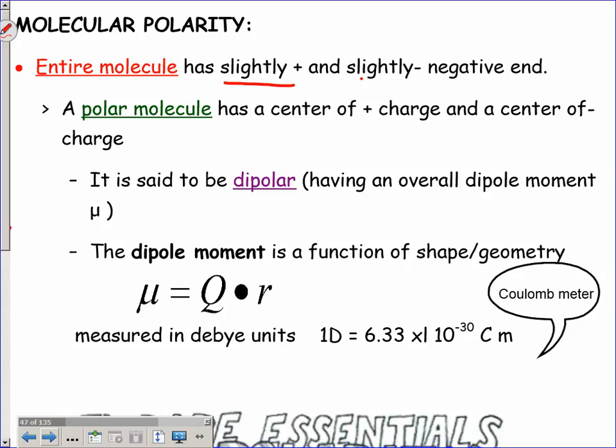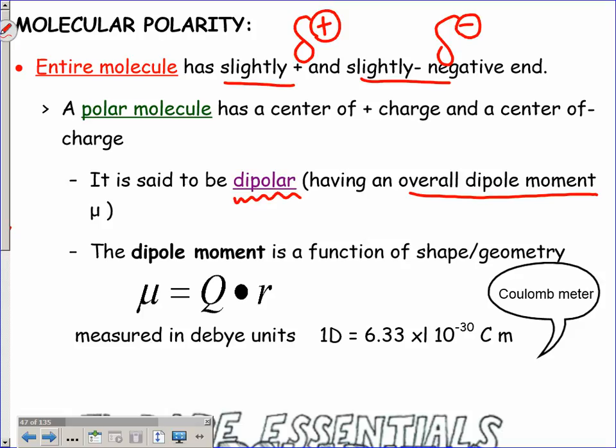So slightly positive and slightly negative is how we refer to the locations of electron distribution. We call that a partial positive, like that. It's almost an 8, a lowercase sigma, and a partial negative. When we find a molecule is polar, we call it a polar molecule. We say it overall has a dipole moment, and I'll demonstrate that with water in just a second. It's said to be dipolar, which sounds weird. Usually we just say it's polar and it has a dipole moment.